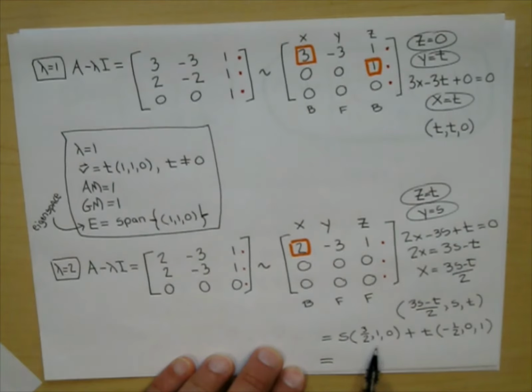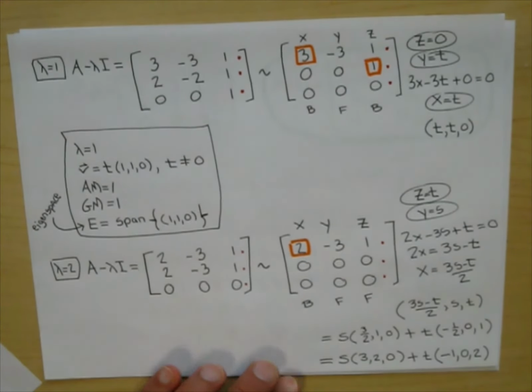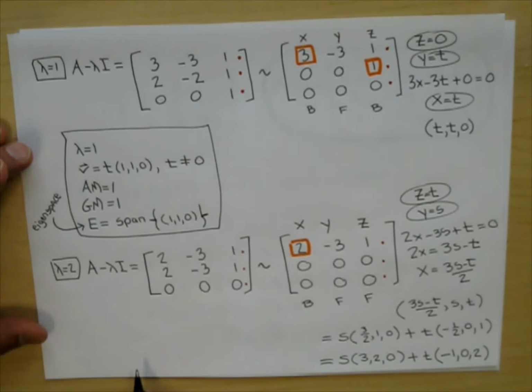So I'm going to just rescale this. This 3 halves, comma, 1, comma, 0 can be scaled to anything because this is just a real number times that. So I'm going to say this is s, and I'll have 3, comma, 2, comma, 0. Just multiply this vector by 2. And the next one, I'll multiply this vector by 2, so I'll have t times negative 1, comma, 0, comma, 2. Whew. Okay, so what did this give me? This gave me the set of all eigenvectors that correspond to lambda equals 2.